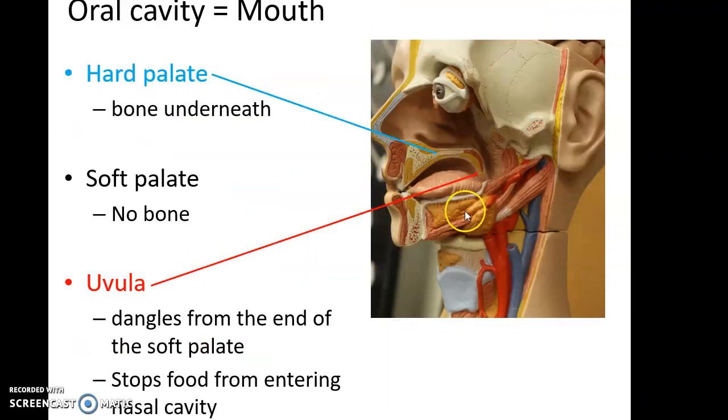If we look at the oral cavity more carefully, we see that the hard palate makes up the majority of the roof of the oral cavity. It is hard because it has bone within it. And then the soft palate, which is mostly connective and muscular tissue, with that little bitty structure hanging down at the end called the uvula. The soft palate and the uvula are important because when we swallow, they prevent food from going up into the nasal cavity. We do not want food and drink to go up into the nasal cavity.